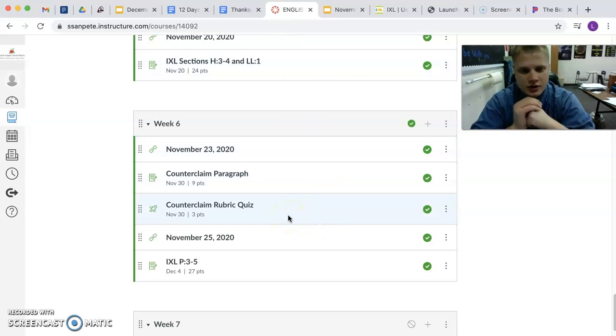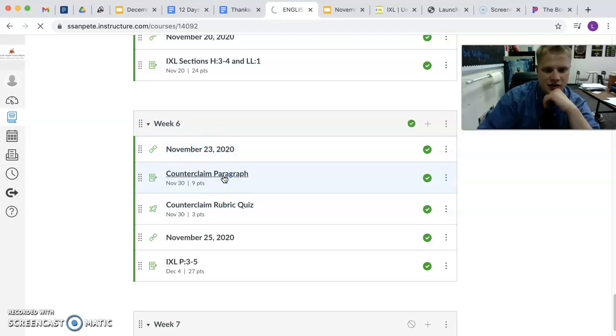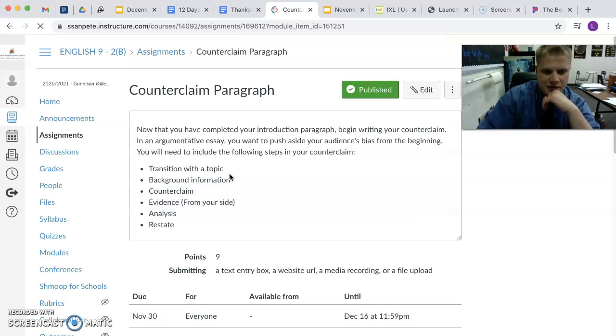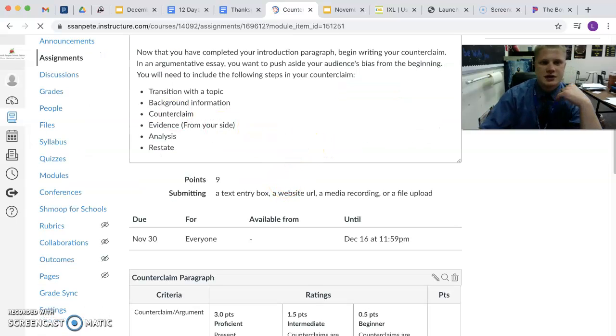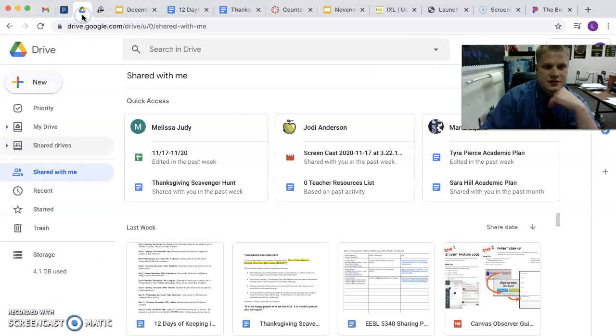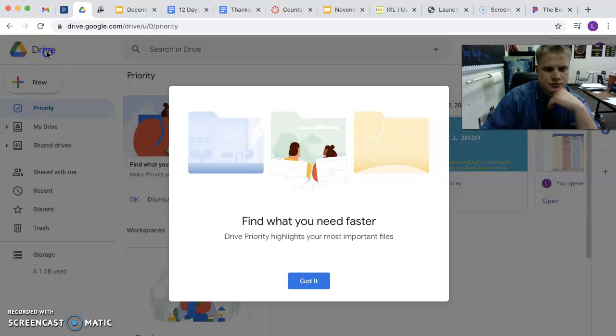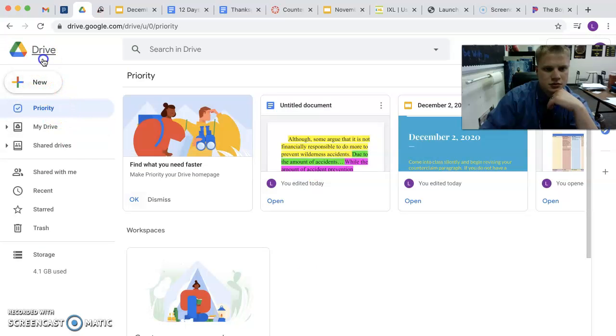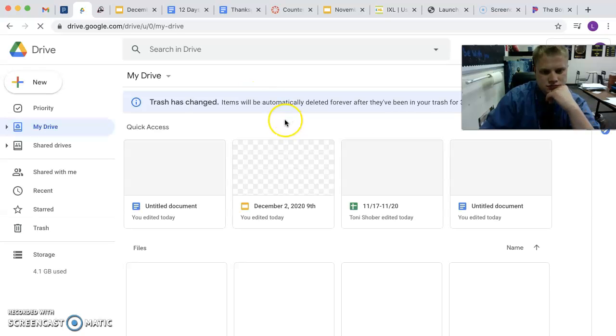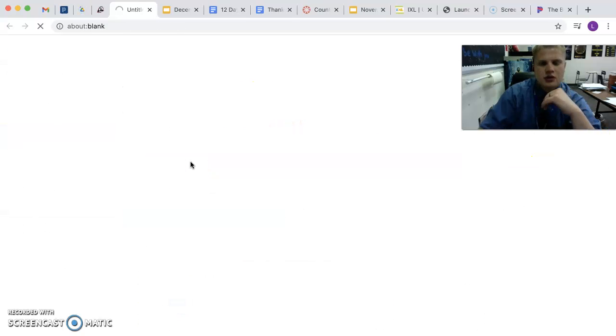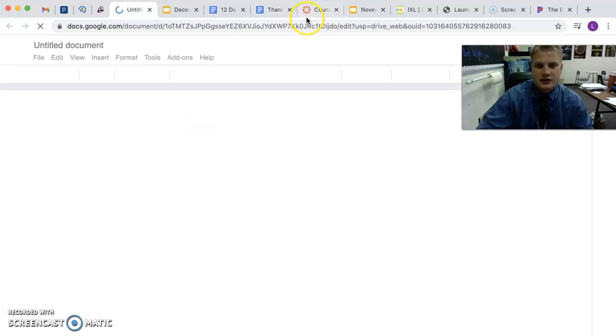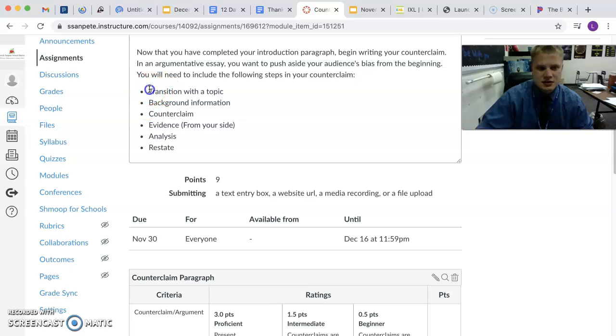And the next big thing that we are working on this week is our counterclaim paragraph. Now, for your counterclaim paragraph, I'm going to have you do something a little different. For those of you who were here Monday, we started writing and going through our counterclaim together. I would like you to highlight each section of your counterclaim in a different color.